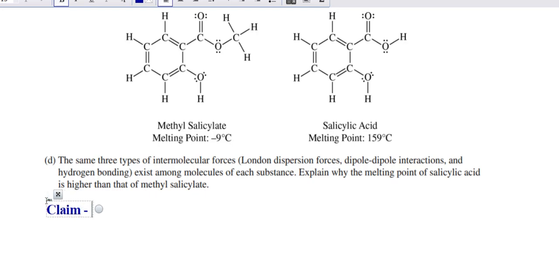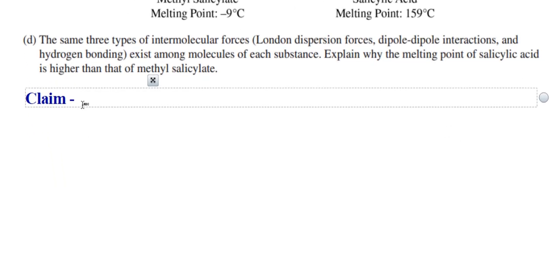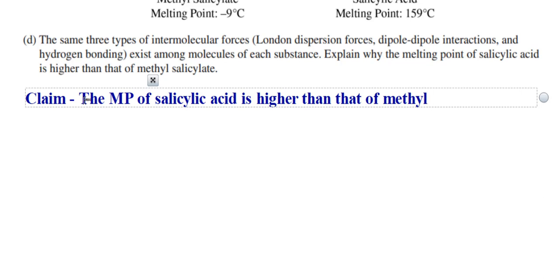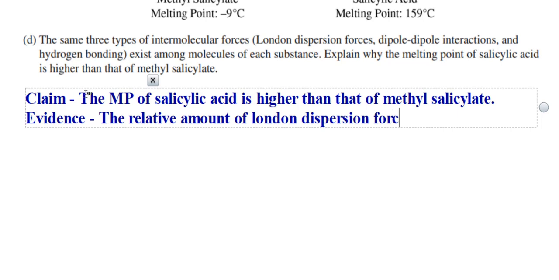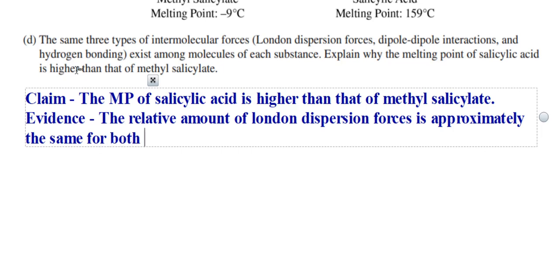My claim, my evidence, and my reason. So let's go to my claim. They gave me my claim. It's okay to restate your claim. I always like to do that. The melting point of salicylic acid is higher than that of methyl salicylate. Okay, that's my claim. What is the evidence? What is the evidence of this? The evidence is that the relative amount of London dispersion forces is approximately the same for both compounds.